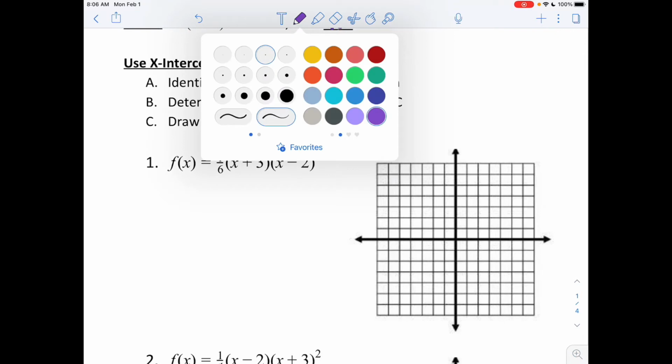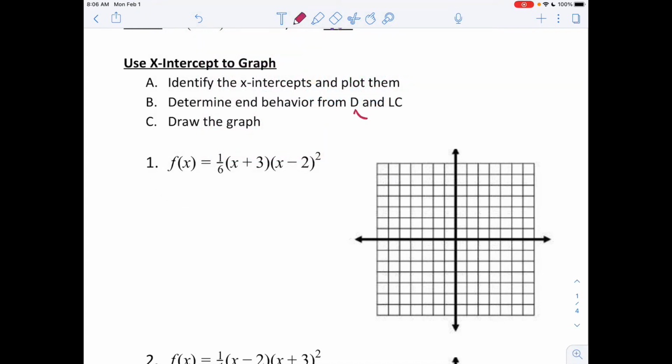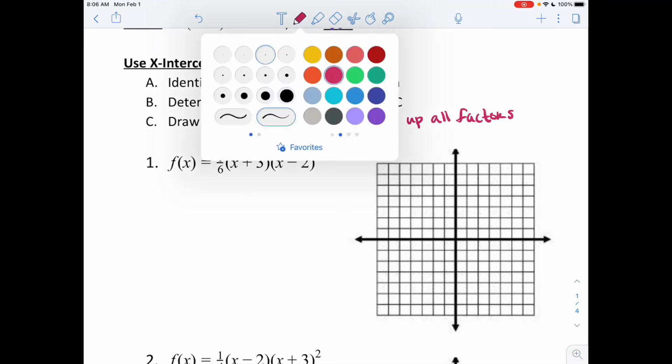And I want to point out something here. Our degree is going to be adding up all of the factors, because some of them may be repeated, some of them are single, but each of them will contribute to a solution or an x-intercept. And then finally, we can draw the graph. So let's take a look at what that looks like for this first example.